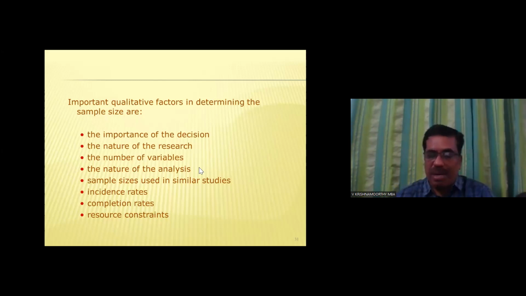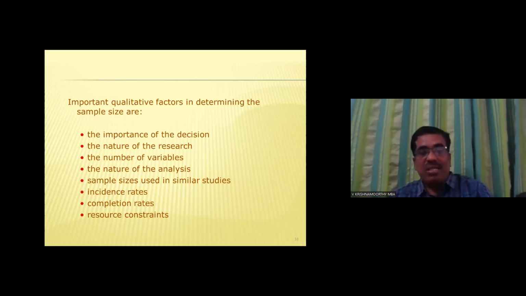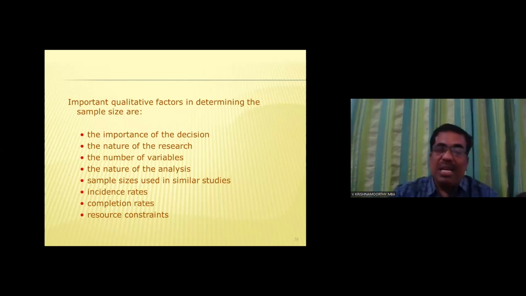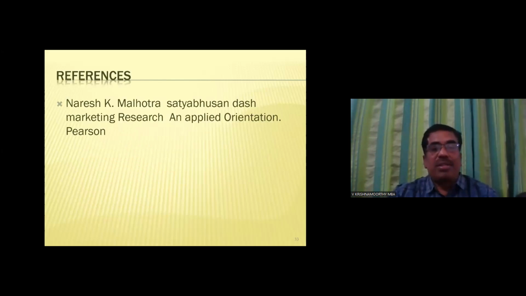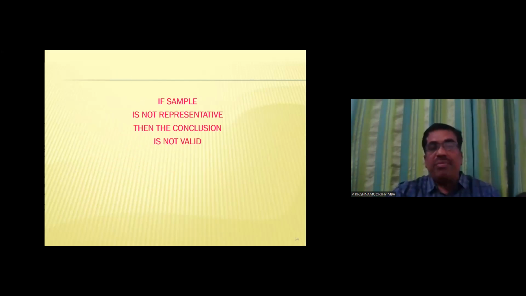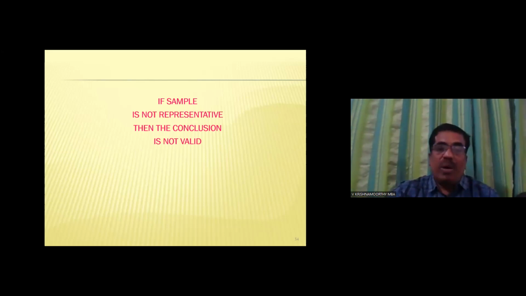Nature of analysis means parametric or non-parametric, whether you are going to do the univariate test or the bivariate test or whether you are going to employ multivariate test. Then sample size used in similar studies, then incidence rate, then completion rate. Completion rate means response rate. Okay. Next, if the sample is not representative, then the conclusion is not valid.